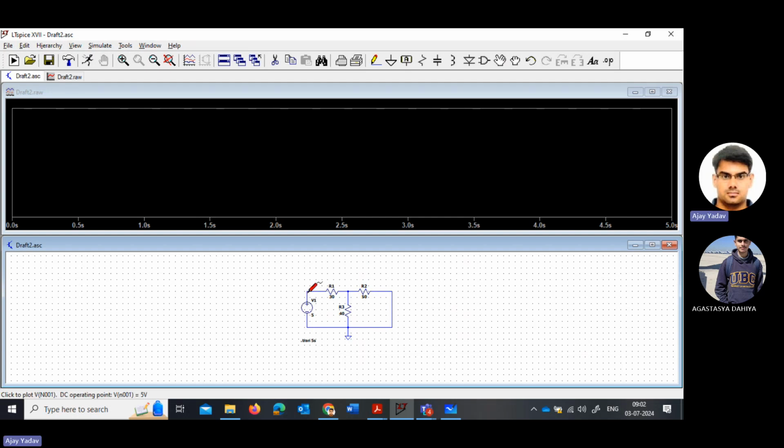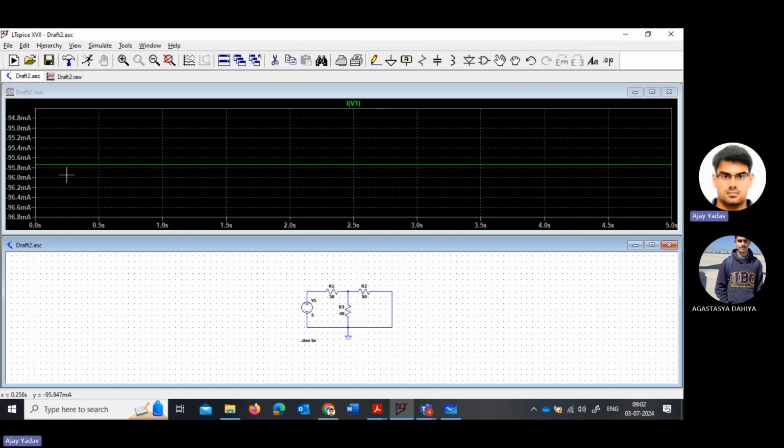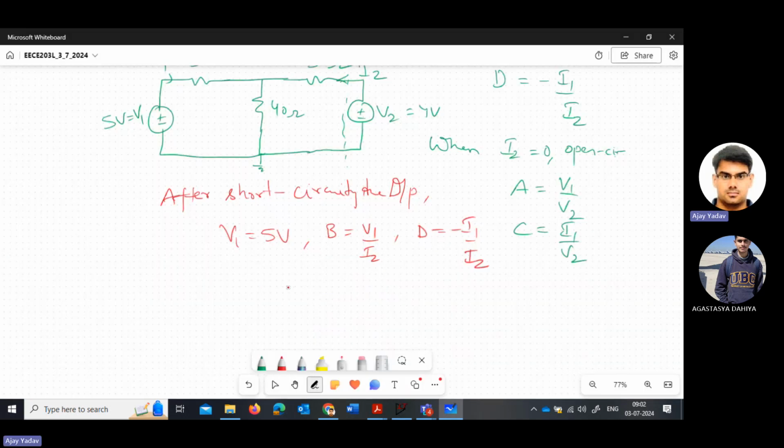Okay, now I want to calculate current in this, because I1 is very important, right? The value of current is 95.7 milliampere. So I1 is 95.7 milliampere. Okay, so I1 you know. So what is the value of B? V1 by I2. V1 is 5, divided by 95.7 into 10 raised to power minus 3. What is the value of this?